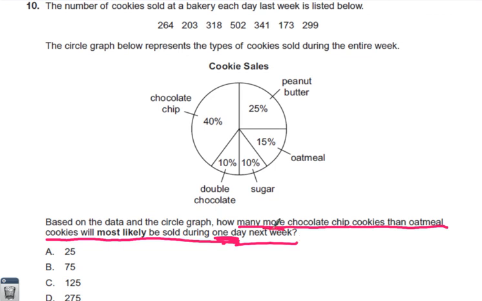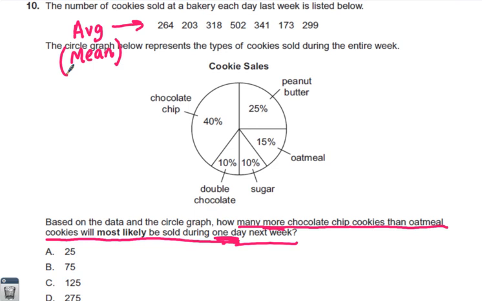Hopefully you've already thought about this and tried to come up with a plan. So here's what we have to do, if you're stumped. The first thing we have to do is figure out a typical number of cookies sold in one day. So that means we're going to take all of these numbers up here and find the mean, or the average. We're going to add up all those numbers and divide by how many numbers there are.